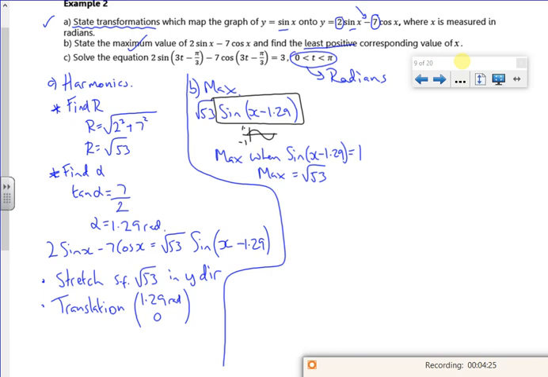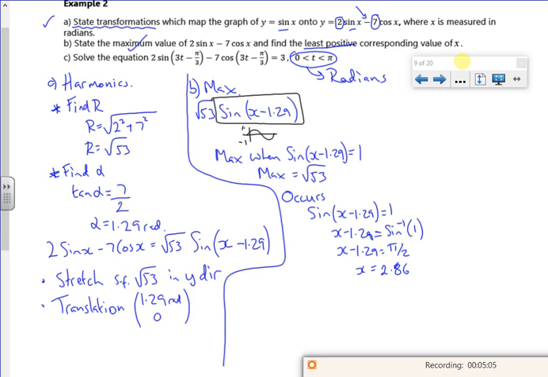So I want to solve it now. So it occurs when sine of x minus 1.29 is equal to 1. So x minus 1.29 is the inverse sine of 1. Now it was 1 at pi by 2, at 90 degrees. So x minus 1.29 is pi by 2. So if I add on 1.29, I get 2.86. And that corresponds to what's in the completed part. So that's part B done.